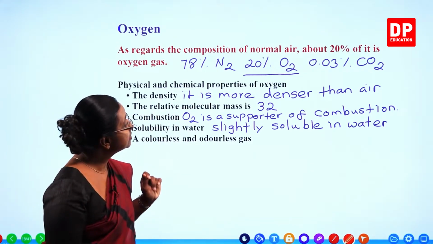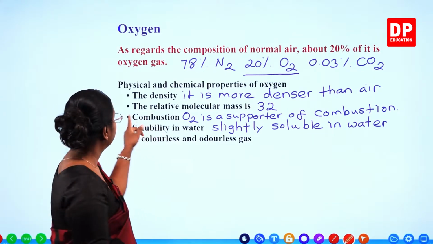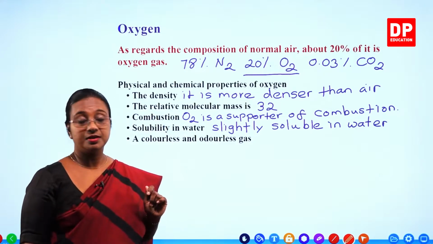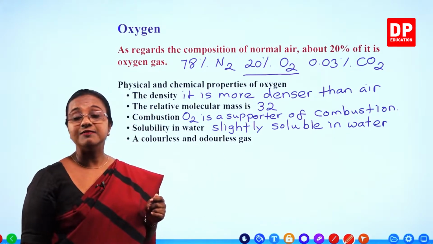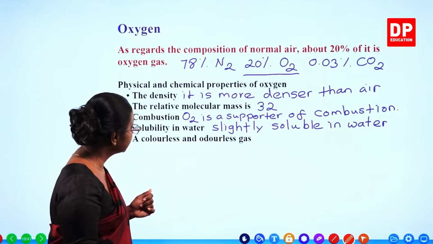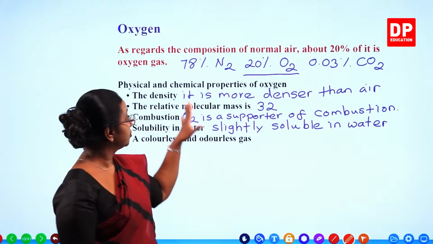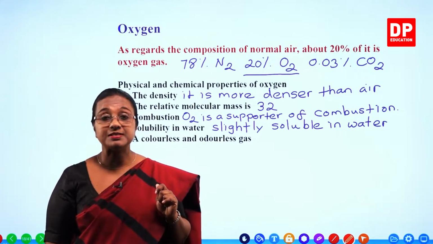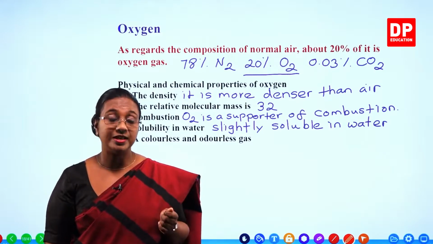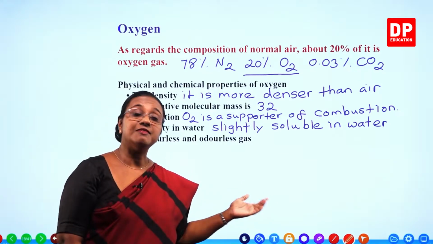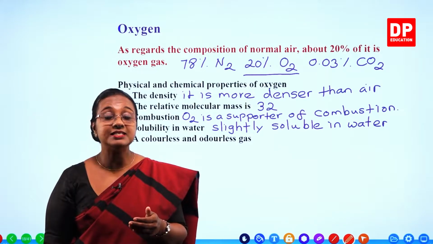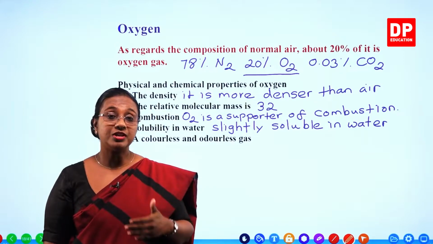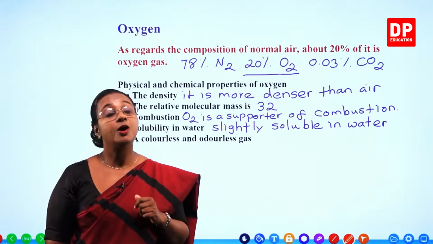The density is more dense than air. And the relative molecular mass is 32. It is the supporter of combustion. It is slightly soluble in water and it is a colorless and odorless gas. So those are the properties, and you know there is about 20% of oxygen in atmospheric air. So then I will move on to the next slide where I discuss some reactions that can be used in the laboratory in order to prepare and collect oxygen gas.